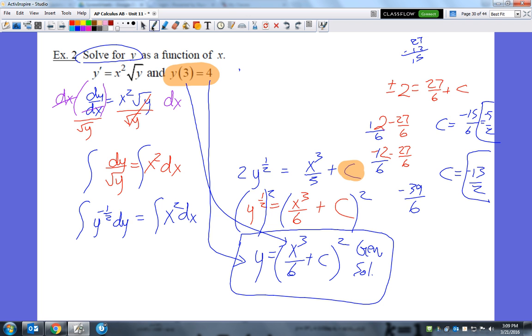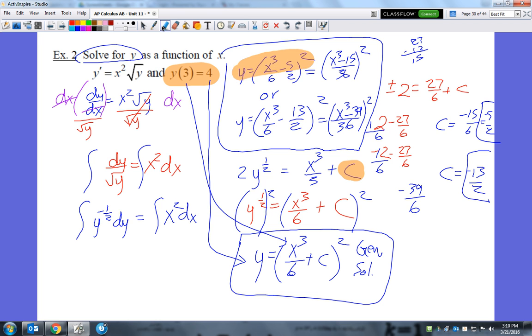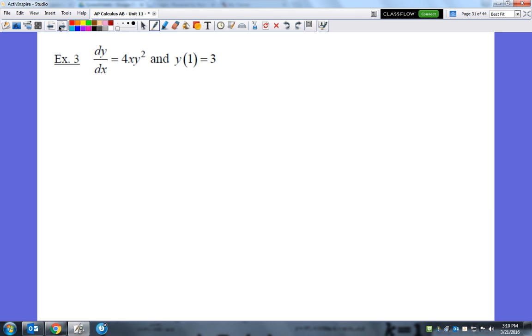So my two particular solutions become y is equal to (x cubed over 6 minus 5 halves) squared, or y is equal to (x cubed over 6 minus 13 halves) squared. Okay? And if you wanted to rewrite that one as far as joining them together, you could say it's (x cubed minus 15 over 36) with a common denominator. All I did was just rewrite it a different way, but it's still the same. And this one would rewrite to (x cubed minus 39 over 36) all squared. Either one, basically this is the solution, and so is this, to the differential equation. These are the particular solutions. Alright, so let's keep going.